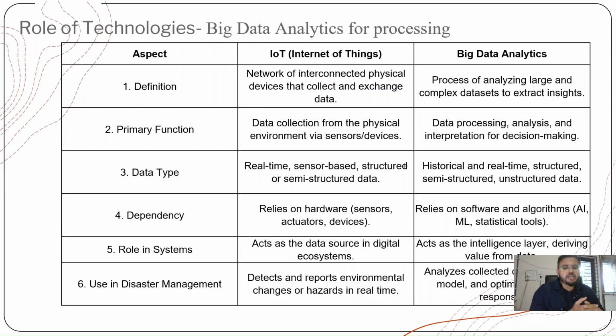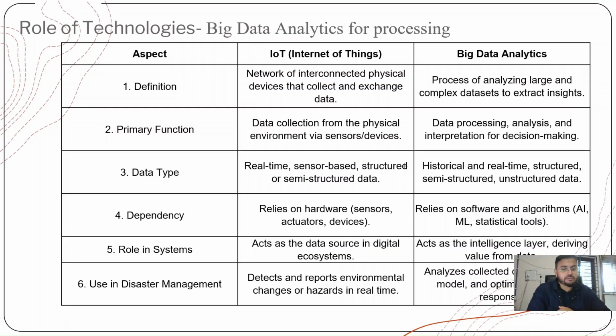The Internet of Things depends mainly on hardware like sensors, devices, actuators, whereas big data analysis relies on software and algorithms. We are all very well versed with algorithm tools, AI and statistical tools. What is the role? The role of the Internet of Things is that it is a source of data in digital ecosystems, whereas big data analysis acts as a thinking medium, an intelligent driver deriving value from that data. How useful that data is can be known with the help of big data analysis.